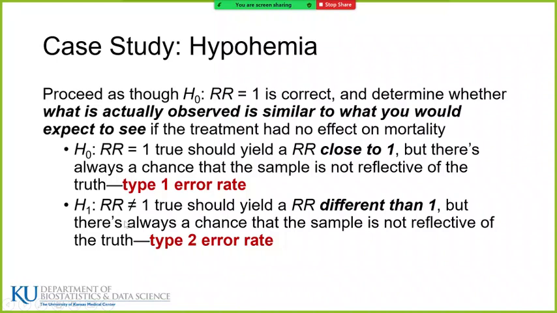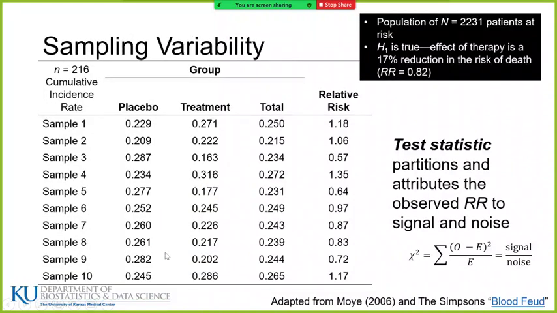If the truth is that there is an association, either it increases or decreases mortality, then we would expect to see that the sample reflects that by giving us a relative risk either bigger or smaller than 1. But again, there's always a chance, because of sampling variability, that it won't accurately reflect that relative risk not equaling 1, and that's our type 2 error rate, and we can directly quantify that.